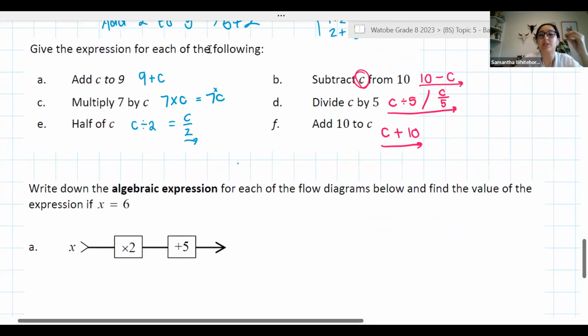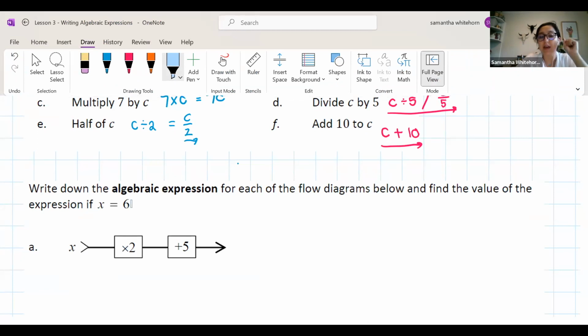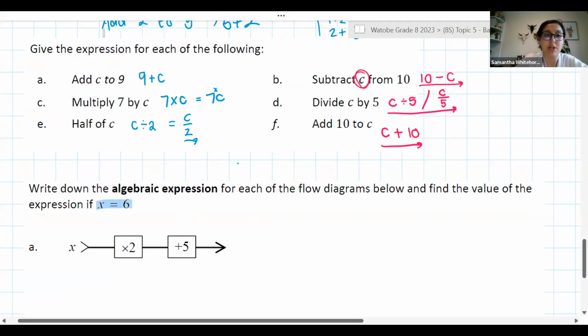And flow diagrams just help us understand the order in which work must happen. And it helps us understand that when we have a value for a variable, it helps us to accurately determine the value of our expression.